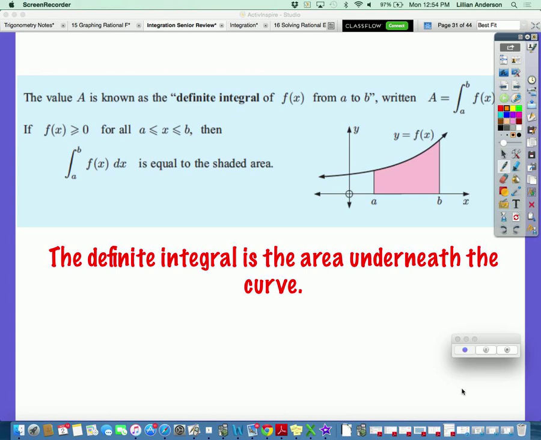So the definite integral of f of x from a to b, written in that particular form, is again the area underneath the shaded region. That's known as the fundamental theorem of calculus when you actually go through the process to figure out what exactly that definite integral is, bounded between a and b. Okay?